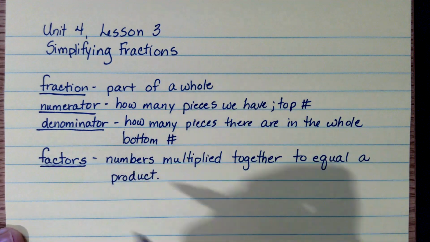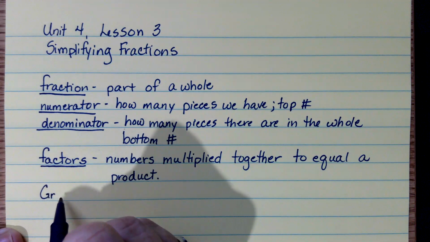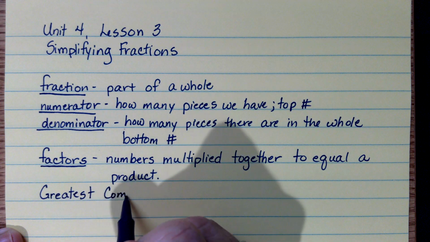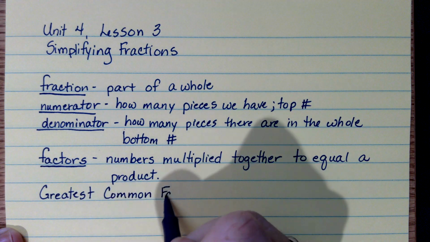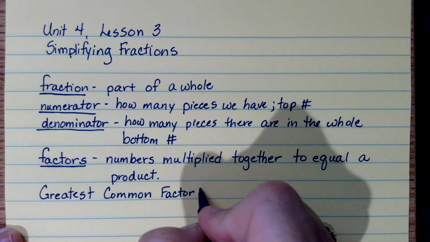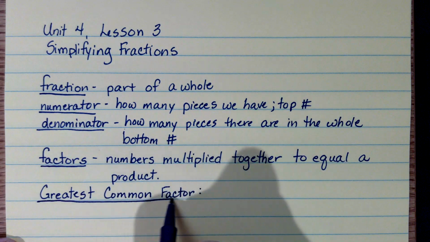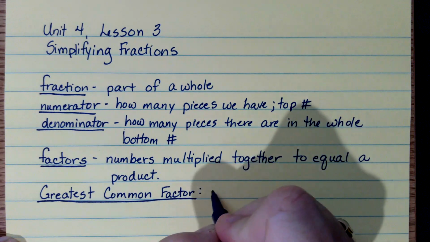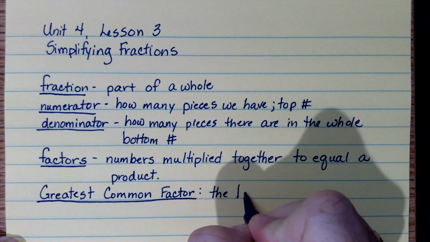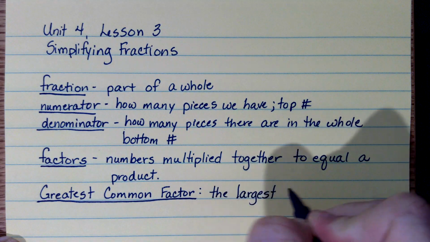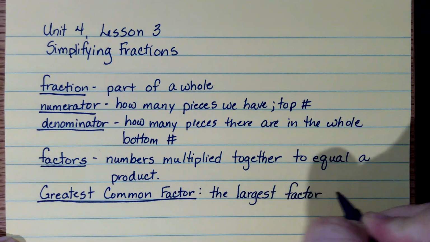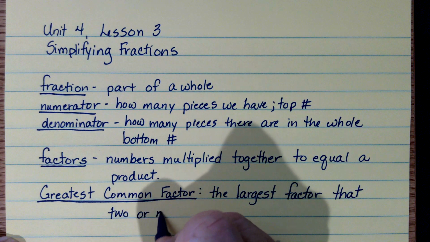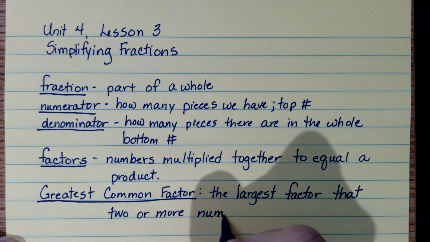And then we also have the greatest common factor. I know we've talked about the least common denominator. Now we're talking about the greatest common factor. Remember that something that the numbers would have in common would be something that's the same. So common just means the same. Greatest means the largest. So it's the largest factor that two or more numbers have in common.